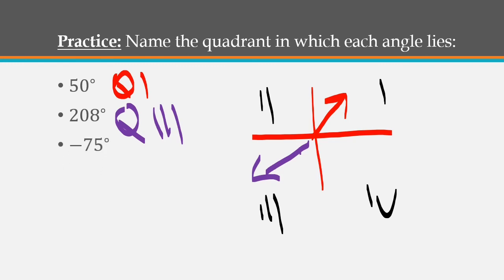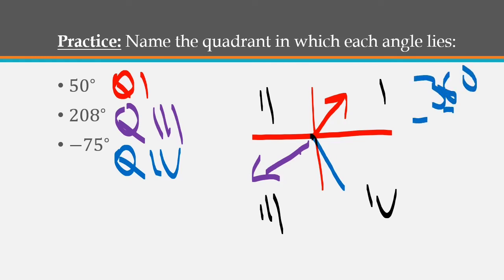Negative 75, you can either find the positive coterminal angle or move in the negative direction. If we move in the negative direction 75 degrees, we'll be over here, which is in the 4th quadrant. The other way to do this is to find the positive coterminal angle. So if we add 360 to negative 75, we get 285, which is a little bit past 270, which is in the 4th quadrant.